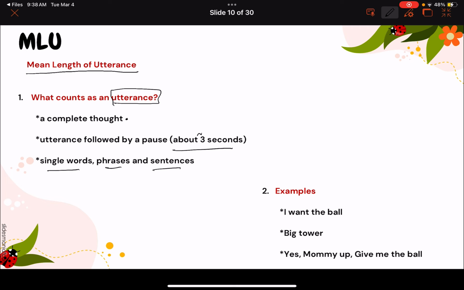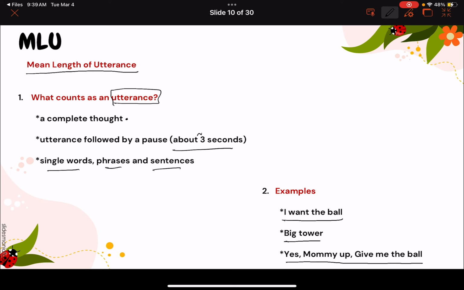So for an example, I want the ball would be a sentence. That's great. That counts. The kid can say big tower. That would also count. Yes, mommy, up, give me the ball. If this kid says, yes, mommy, up, give me the ball, that's one full utterance, even though that's not how we would break it down in grammatically correct sentences, but that would be considered the child's full utterance.